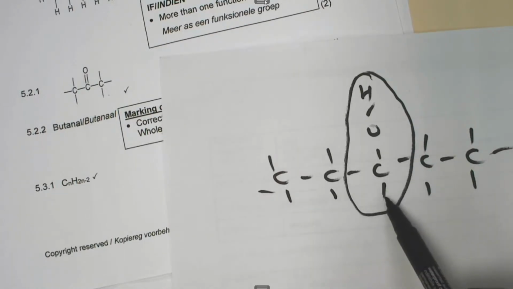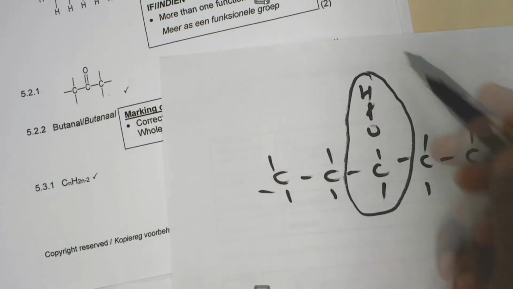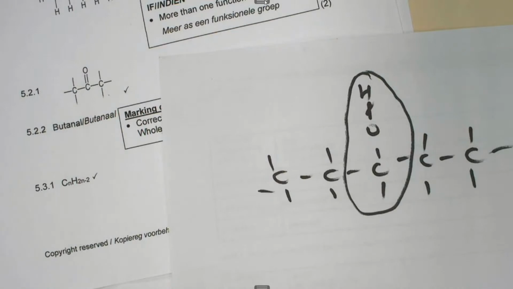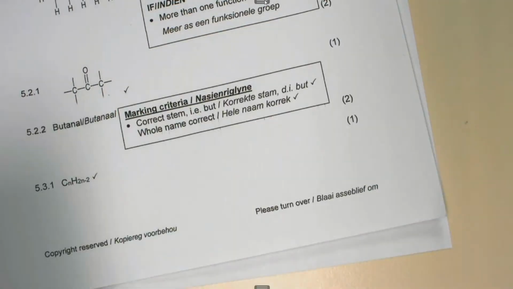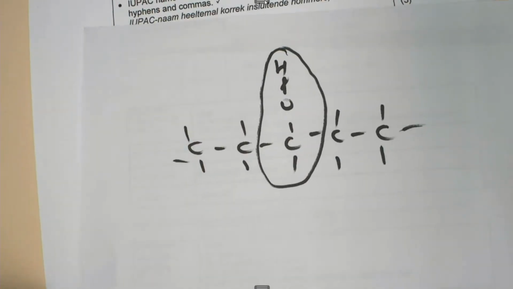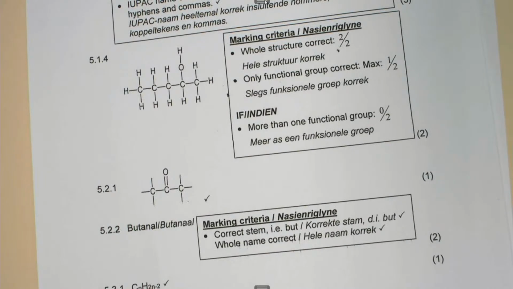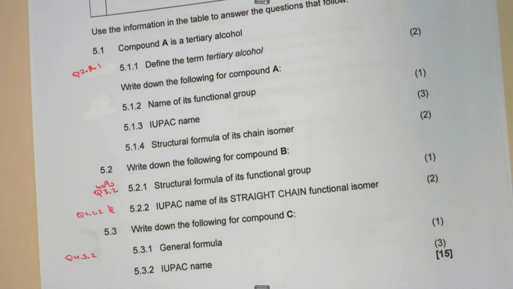There must be 4 bonds around the carbon, and then there must be an OH there. If it is an alcohol, the learner will get 1 mark for the functional group, but if the other part of the structure is incorrect, then the learner will get 1 out of 2. And if they are missing hydrogens, like the ones that I've drawn, it is 1 out of 2. And then question 5.2, write down the following for compound B.